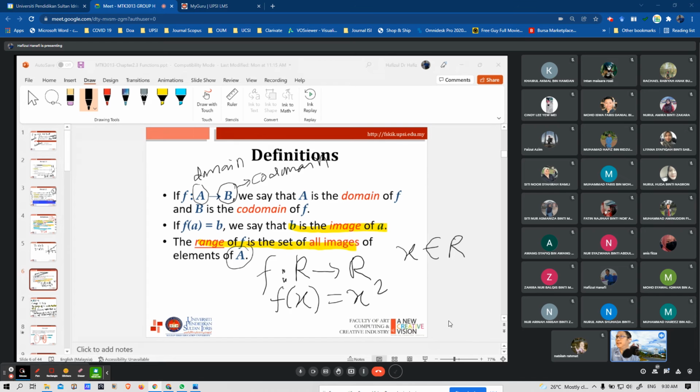As you can see, if function a is equal to b, we can say that b is the image of a, or sometimes we call it a preimage. The domain is the set of input numbers that we apply, and the codomain is the set of possible output numbers. We have input and output. Codomain is the output, and the range of the f function is the set of all images of elements of A.